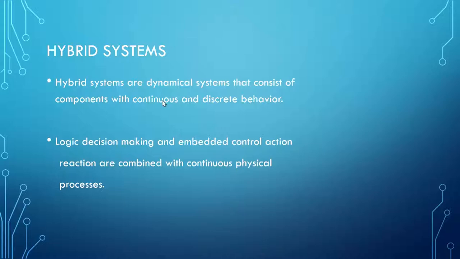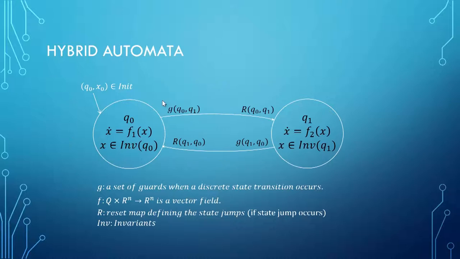And there are some logic decision making and embedded control action reactions that are combined in the continuous physical process. So in this, the continuous physical process means the continuous dynamics. These logic decision making are discontinuous behaviors or discrete behaviors. Okay, so they might be vague, but let's give an example here.